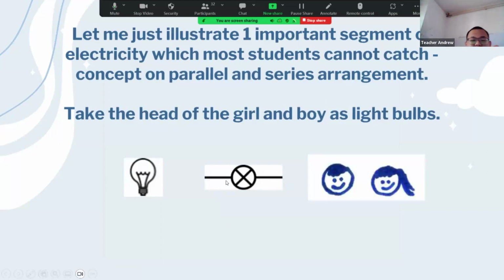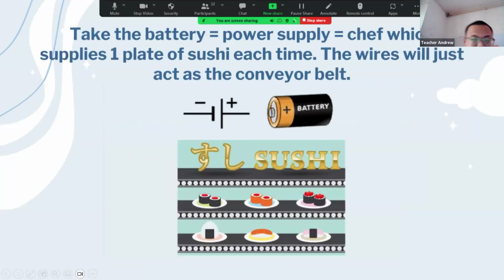So now instead of drawing a light bulb, we draw a boy and a girl. All right. Take the battery, known as the sushi chef, that supplies only one plate of sushi at any time. The wire, let's take it as a conveyor belt. I believe you went to a sushi restaurant, right? You see the conveyor belt transporting the sushi to your table, something like that.